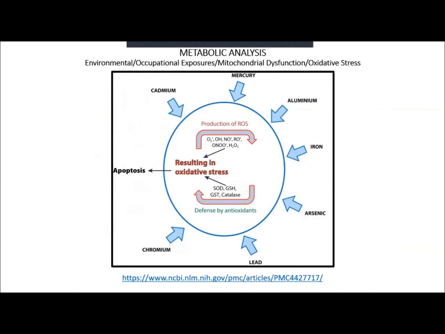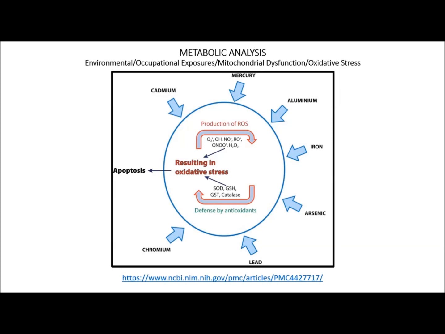Looking at metabolic analysis, breaking it down with a graph, here's a perfect one from NIH showing what heavy metals do. Basically, you have oxidative stress, reactive oxygen species. If you don't have enough antioxidants and repair in your system, you become inflamed, you become in disrepair, which eventually leads to apoptosis, which is programmed cell death.